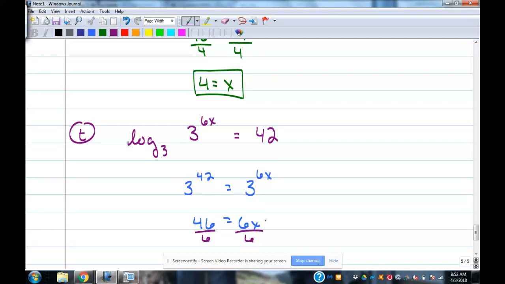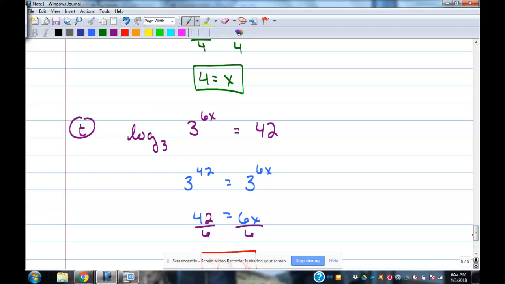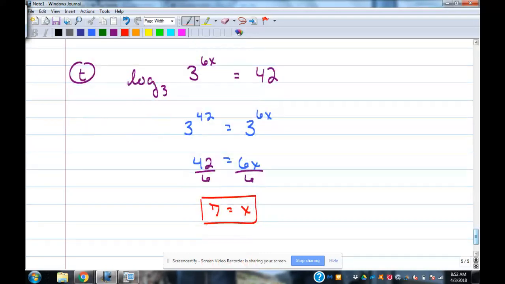Divide by 6. 42 divided by 6 is 7. There's also a log property, which we'll talk about on Thursday, that those two just cancel each other and you go straight to the equation. But do you have to know that to do this problem? No. It's just a property that kind of speeds things up a little bit. We will talk about those properties on Thursday.